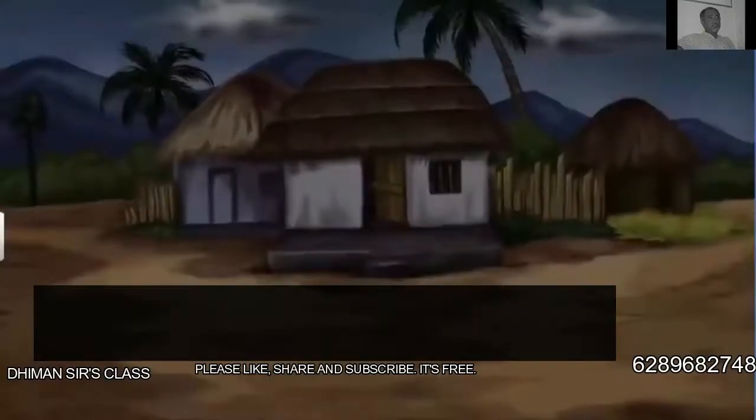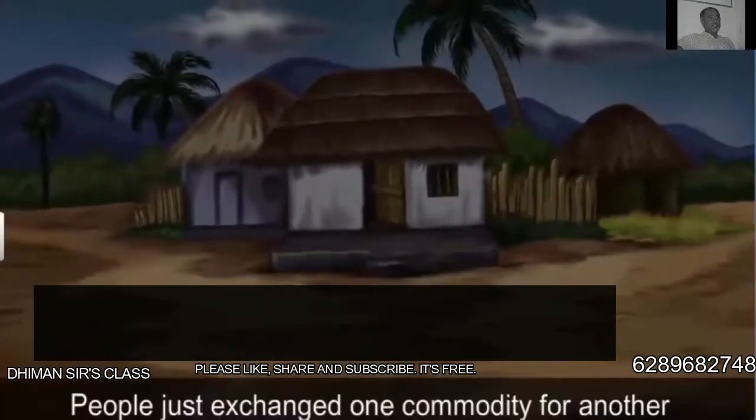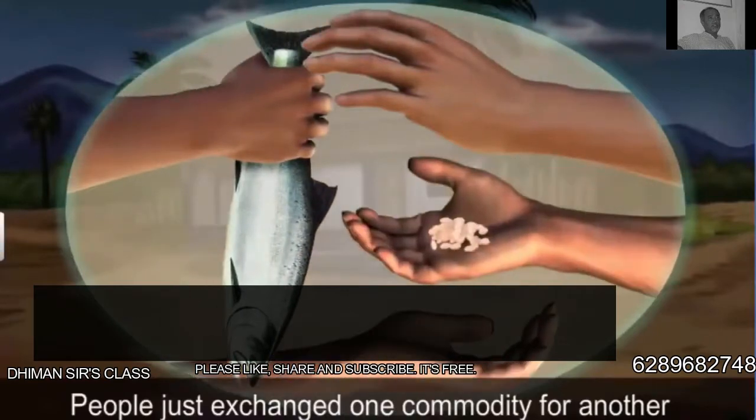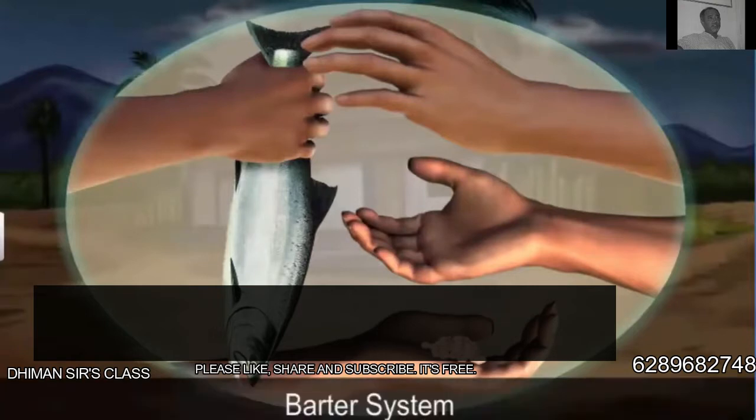In those times, people simply exchanged one commodity for another, depending on their requirement. This was called the barter system. However, exchanging goods in the barter system was not so simple.